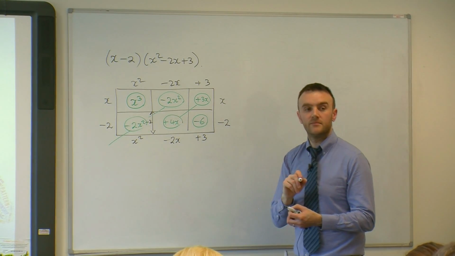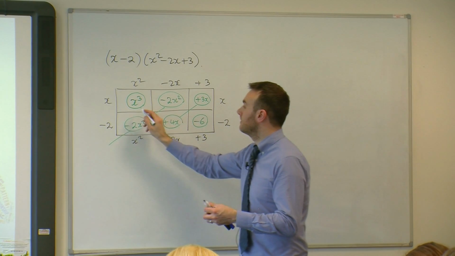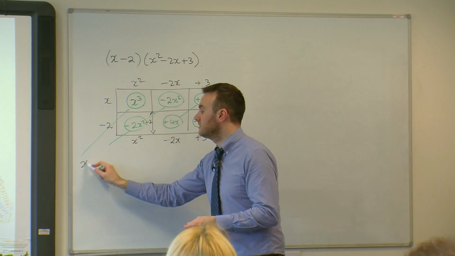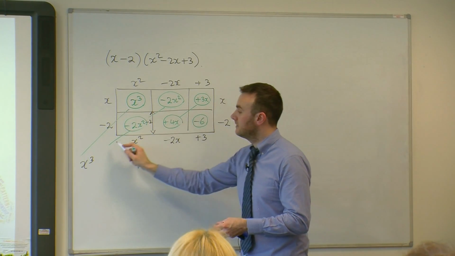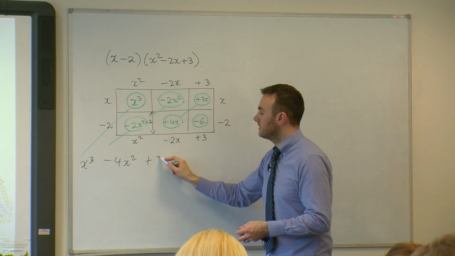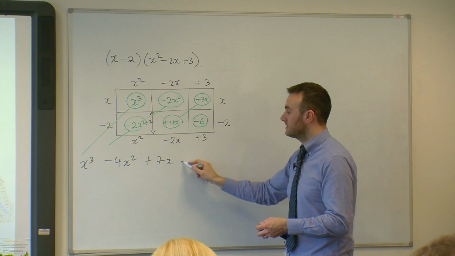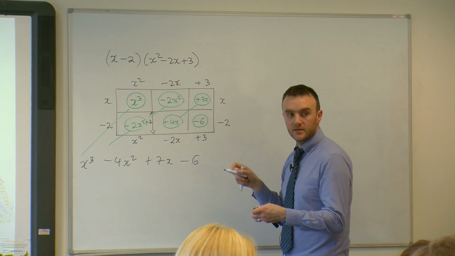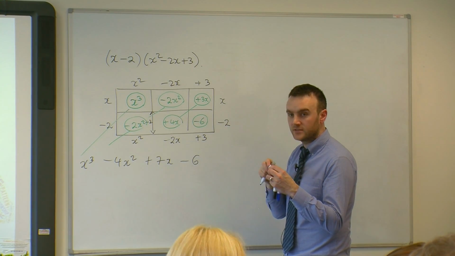So what's our answer? It's going to start with x cubed, then negative 4x squared plus 7x, isn't it? And then the constant is minus 6. Right, is that okay first?